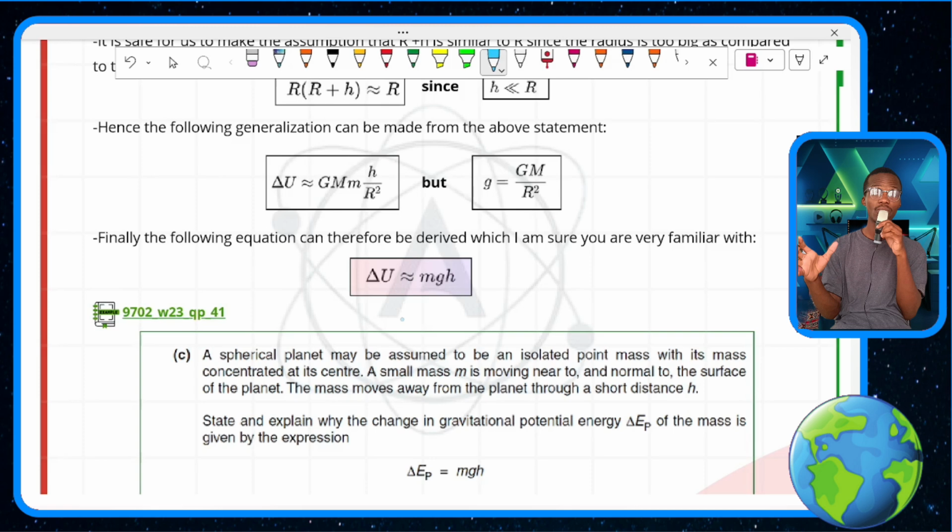So that's where the popular equation mgh comes from. And we use it to find the gravitational potential energy that you have gained when you've moved a specific distance h, because we have to gain energy as we move.